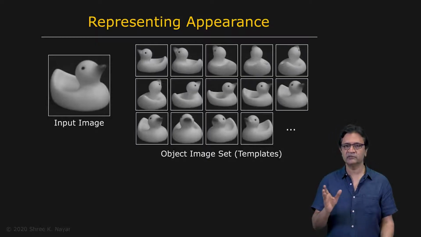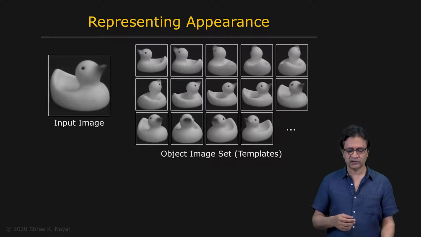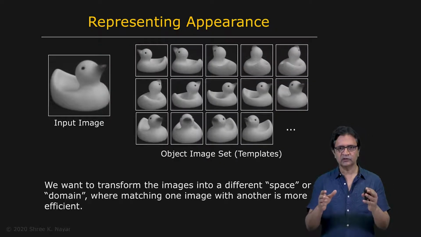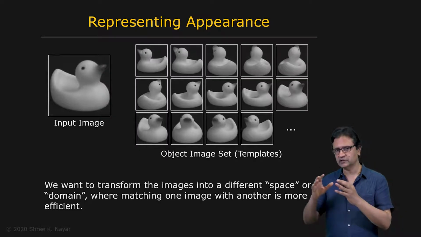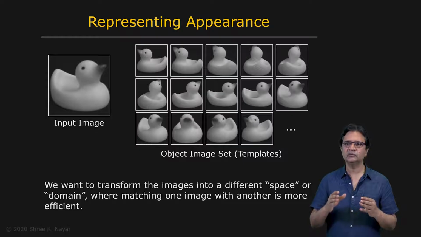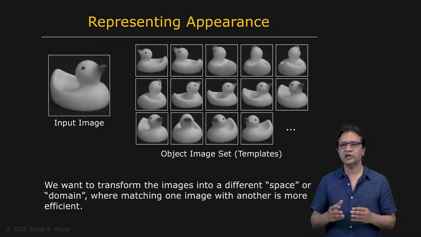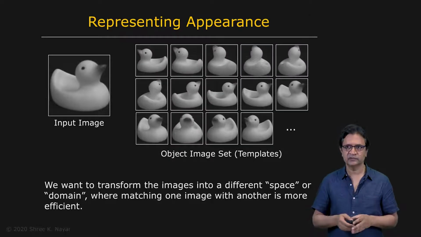This is a very simple setting where we basically are comparing this input image with the image set of just one object. And as we described before, the naive way would be to simply apply template matching with all of these different images to find the best match. Simply not practical for any reasonably sized object recognition system. So what we really want to do here is to transform all of these images, the input image as well as our images in the database, into a different space, into a different domain, where matching one image with another image becomes much more efficient.